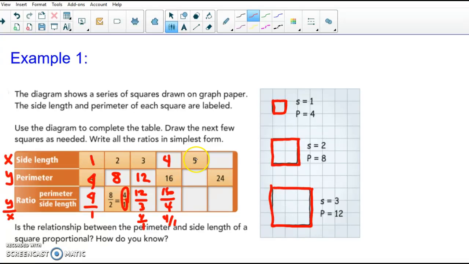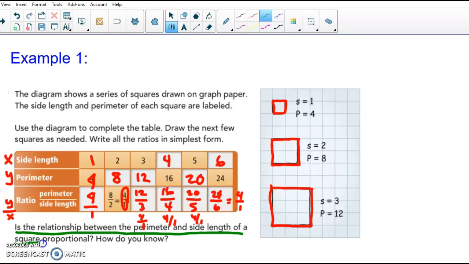When my side length is 5, my perimeter is 4 times as big, which is 20. And 20 to 5 reduces to a 4 to 1 ratio. And obviously a side length of 6 would have a perimeter of 24 because 24 over 6 also produces that 4 to 1 ratio. So when we ask, is the relationship between the perimeter and side length of a square proportional? It for sure is. Each of our ratios reduced to the same thing.